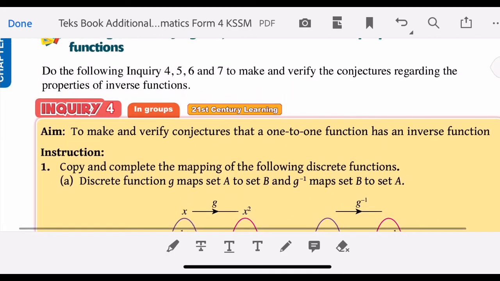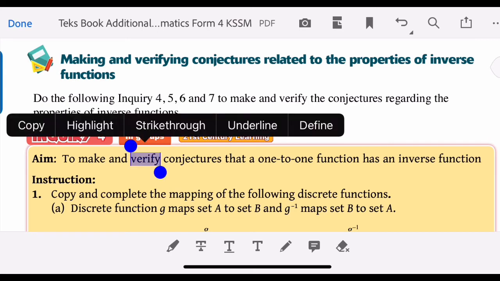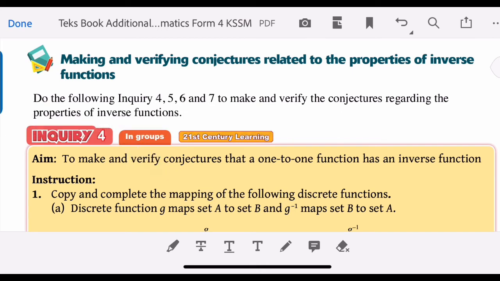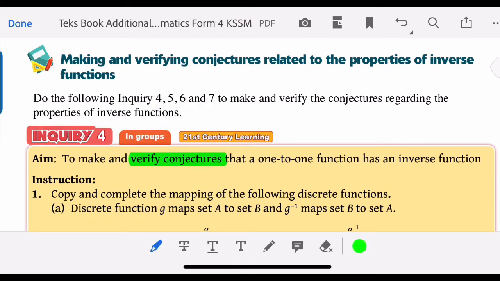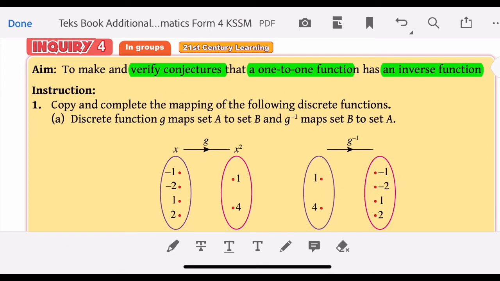So then we are going to do another inquiry, inquiry 4. Now you need to go through all the inquiries on your own so you can have a better understanding. For this inquiry, we are going to make and verify the conjecture that only a one-to-one function has an inverse function.